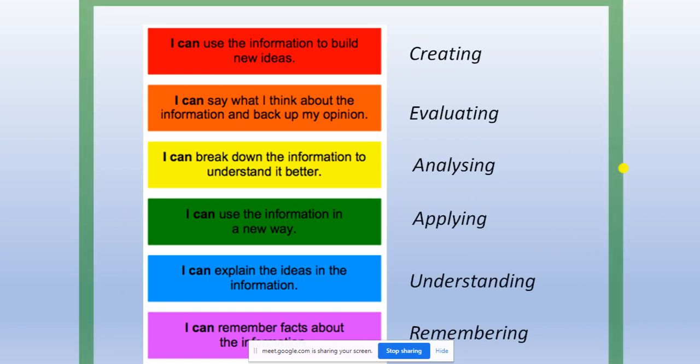If you can see here as well, if we talk about remembering, I can say that I can remember facts and information. Understanding, I can explain the idea in the information. Applying, I can use the information in a new way. Analyzing, I can break down the information which I got to understand it better. Evaluating, I can see what I think about the information and back up my opinion. And creating, I can use the information to build new ideas.